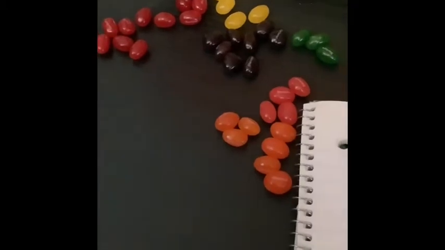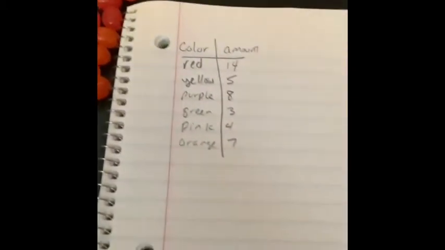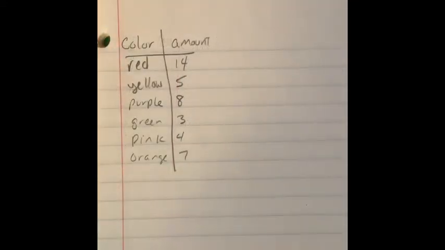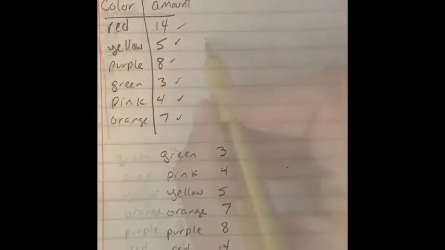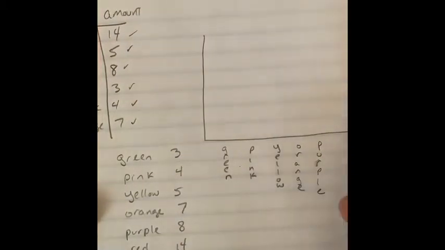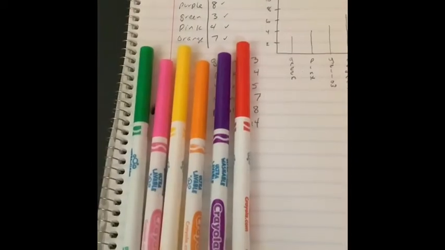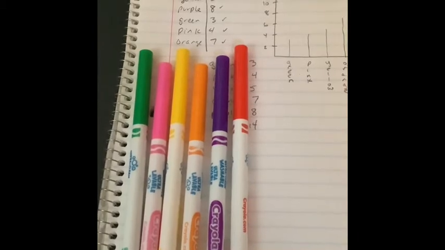Once you have your colors sorted and counted, you can transfer that data to your notebook, labeling the color and amount of the jelly beans. Alright, now that the data is ready to use, the first thing that we could probably do is put them in order from least to greatest. Next, we can look at the relationship of the data through a graph. Right now I've gathered some markers to match the colors that I have for my jelly beans.